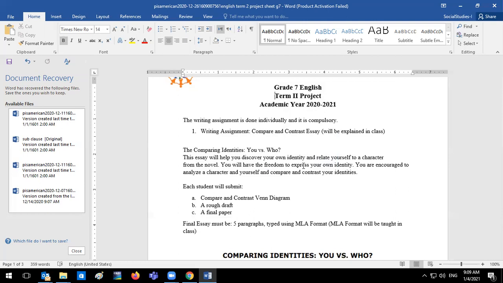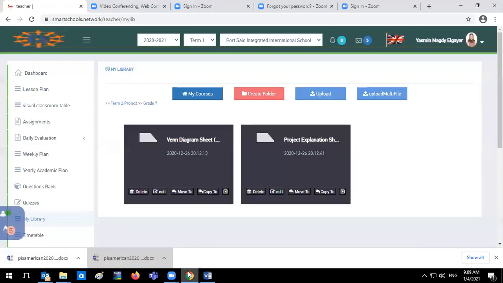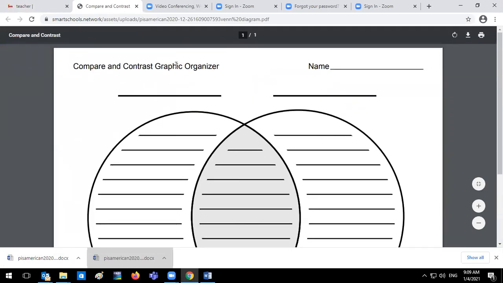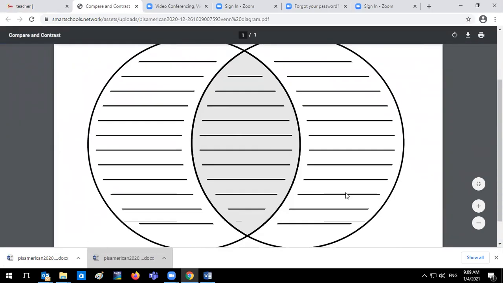What you're going to be required to do, number one, is to complete a compare and contrast Venn diagram. This compare and contrast Venn diagram is going to be today, on Wednesday. All right, this is your assignment for Wednesday, to sit on your own and to complete this Venn diagram. If you go on SMS, you'll see that the Venn diagram is posted under a Term 2 project folder. All right, if you click here, you'll see that this is a Venn diagram. It's a graphic organizer.